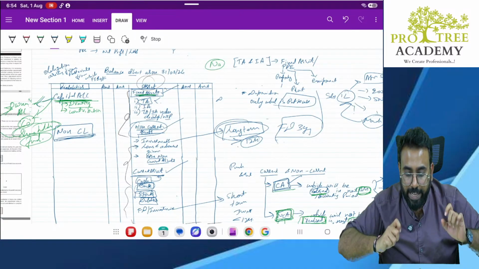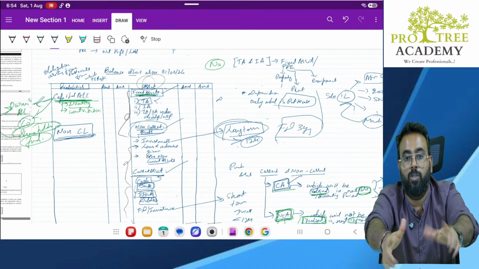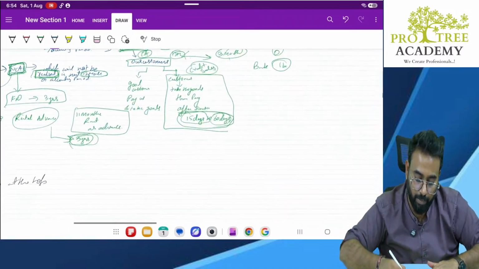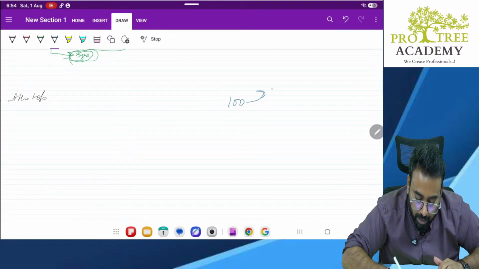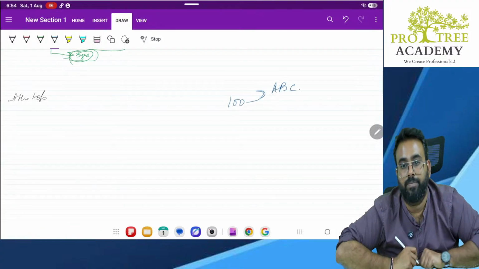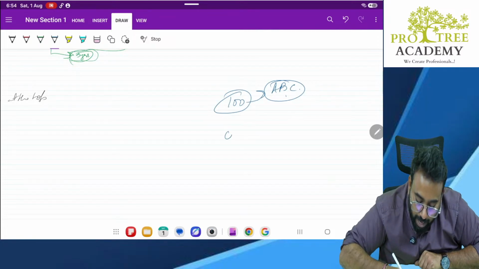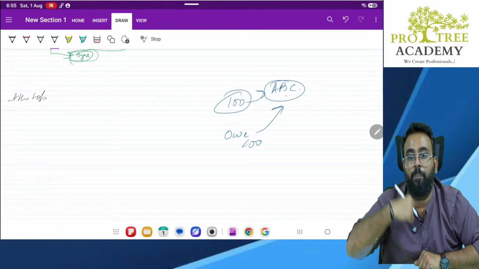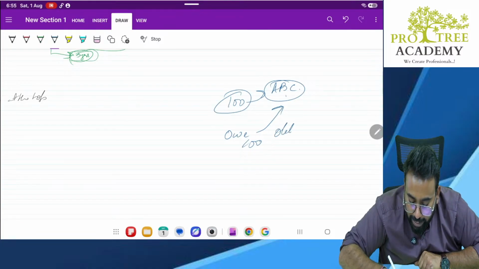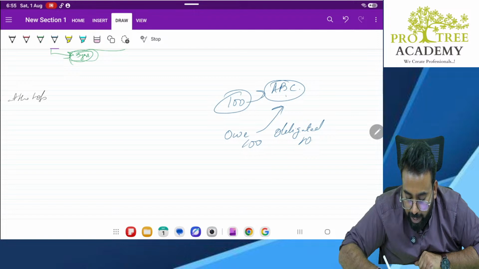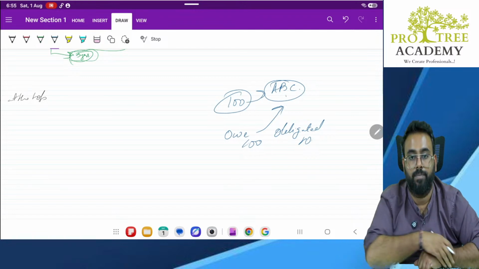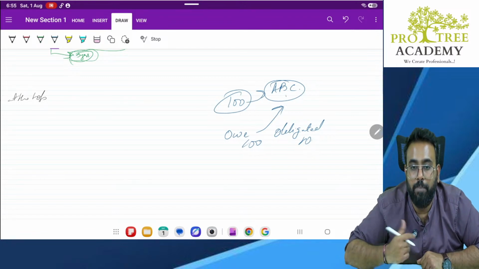That means the moment you pay to the person you owe the money. For example, I have taken 100 rupees from Mr. ABC. That means I owe 100 rupees to ABC. That means I need to pay ABC. I am obligated to pay ABC 100 rupees.